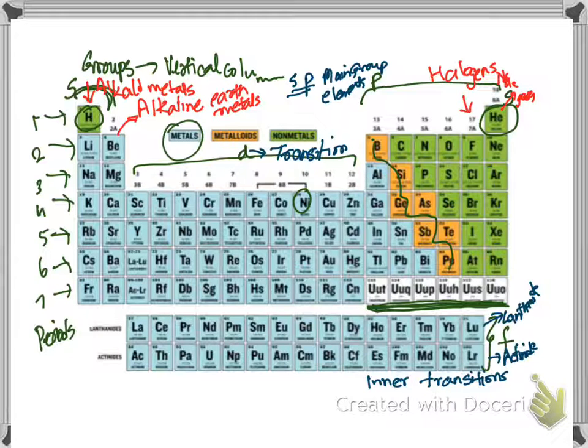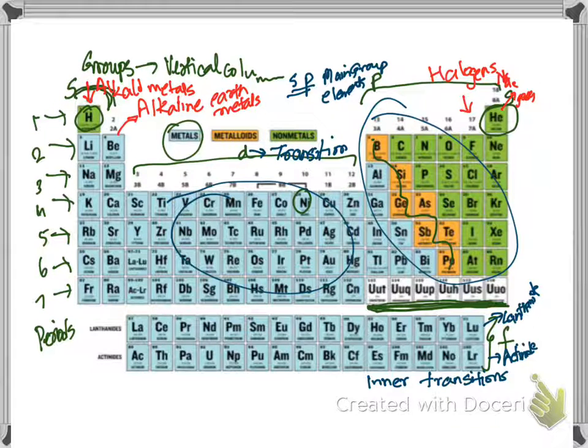The first A group and the second A group elements are also known as S block elements, but it also counts this helium here. All these columns here are P block elements. These short columns are D block elements, and these are F block elements. The first A group, alkali metals. The second A group, alkaline earth metals. Seventh A group here, halogens. And the eighth A group, noble gases.